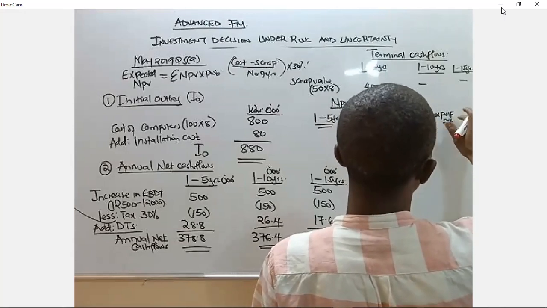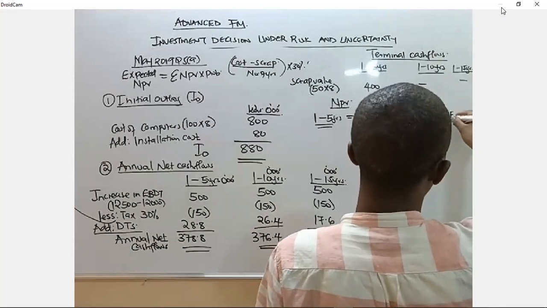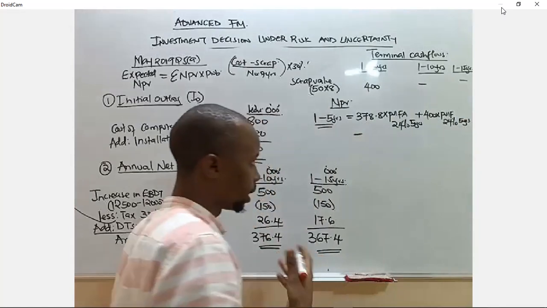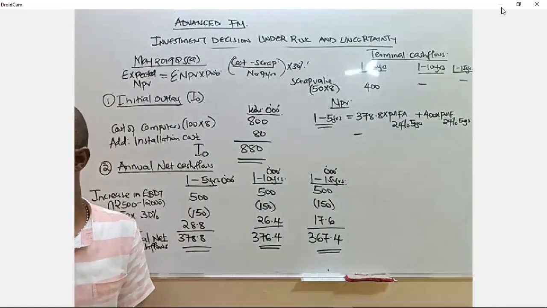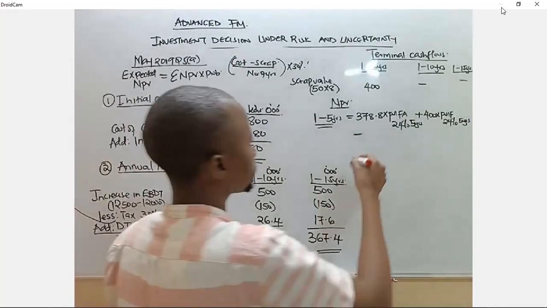No, it is not an annuity, because we are getting it once at the end of the termination. 24%, 5 years. Then we subtract our initial outlay. Our initial outlay is how much? Our initial outlay is 880.